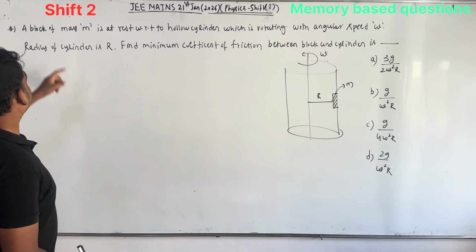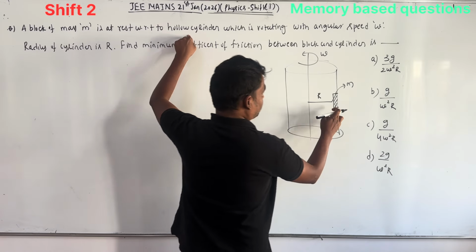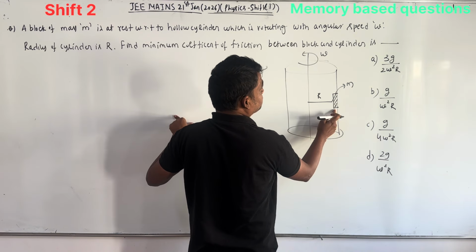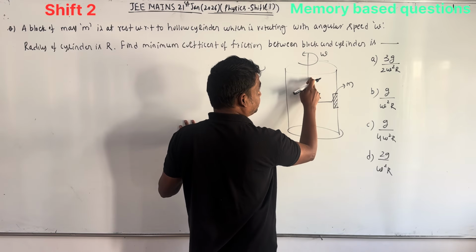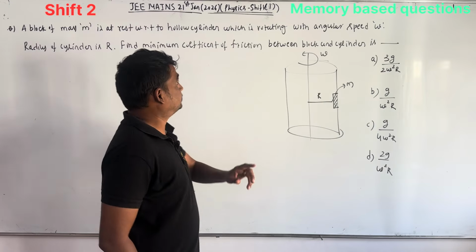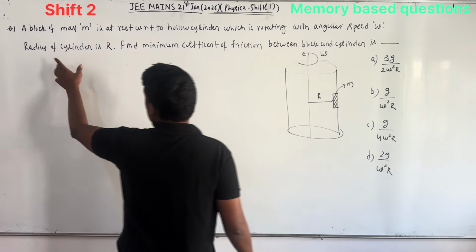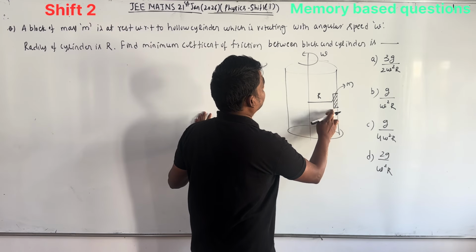See the next question. A block of mass m is at rest with respect to the hollow cylinder, because when it is rotating, this is also moving with respect to this. But both are moving with respect to ground. But with respect to the cylinder, it is at rest, which is rotating with angular speed omega. Radius of the cylinder is r. Find the minimum coefficient of friction between block and cylinder.